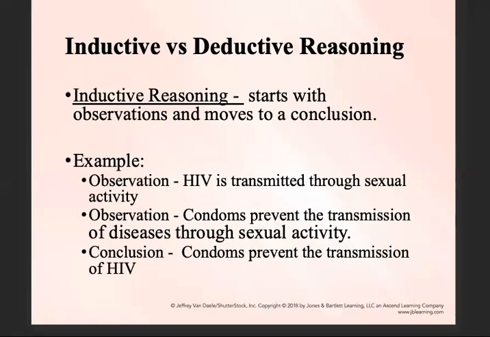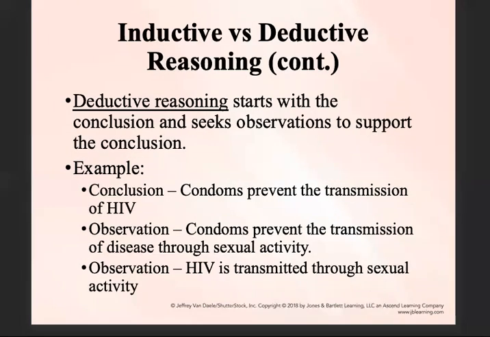So inductive versus deductive reasoning, let's talk about that for a moment. Inductive reasoning starts with observations and then moves to a conclusion. An example of inductive reasoning: an observation could be HIV is transmitted through sexual activity. The observation is condoms prevent the transmission of diseases through sexual activity, and the conclusion is condoms prevent or help prevent the transmission of HIV. That would be an example of inductive reasoning.